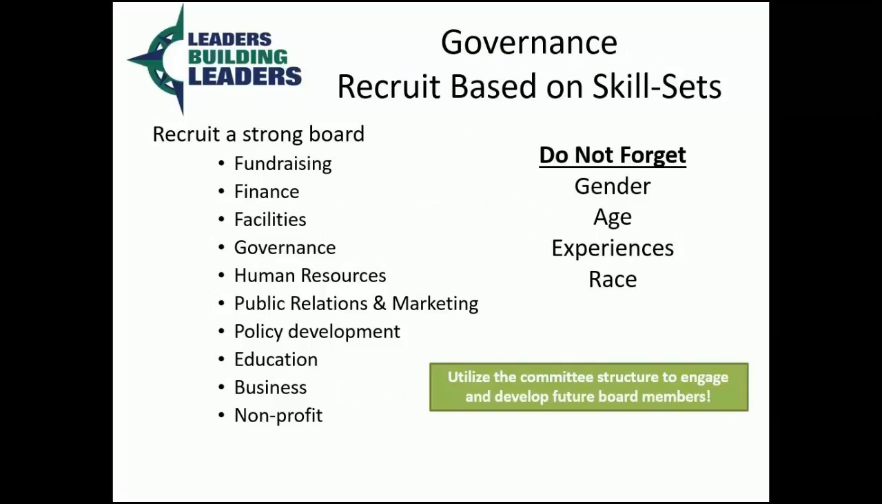When you're recruiting based upon skill sets, you want individuals to have strong fundraising, finance, facilities, governance, human resources, public relations and marketing, policy development, education, business, and nonprofit. And always want to be thinking about gender, age, experiences, race. I highly recommend you use the committee structure to engage and develop your future board members. This lets you see how they work in your organization. How like-minded are they? How do they work as a team?